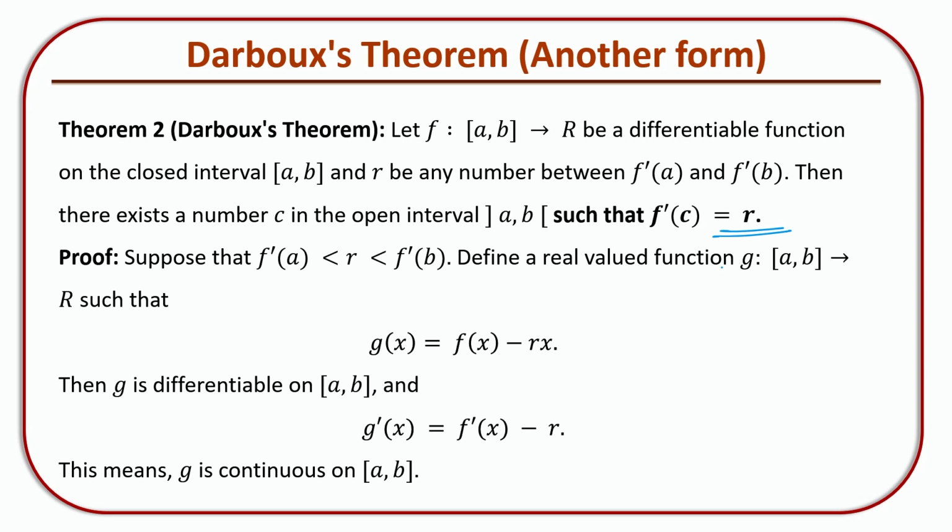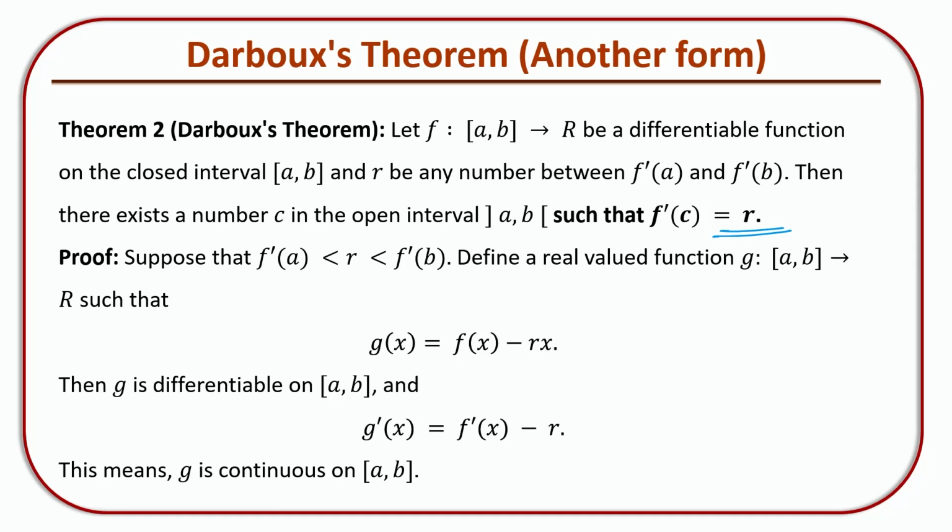You can take another statement as f dash of b is less than 0 and f dash of a is greater than 0. Then we will have a point c as well where f dash of c is 0. But sometimes some authors may use r instead of 0. So we are going to prove the statement that if f dash of a and f dash of b are of opposite sign, then there exists a point c such that f dash of c is any finite number r. That is our statement.